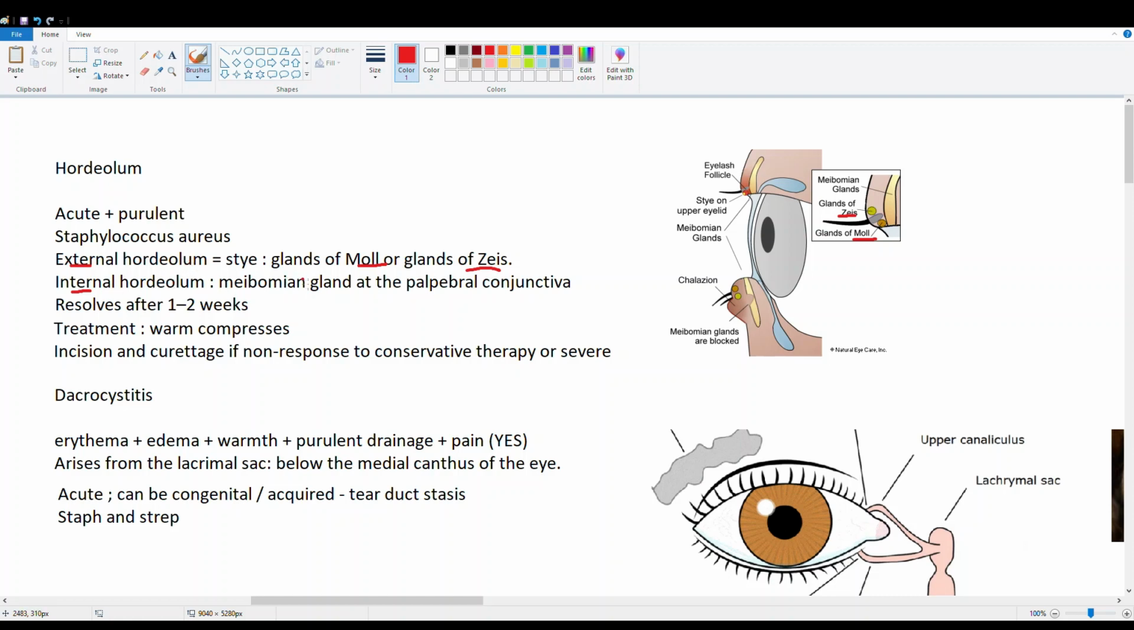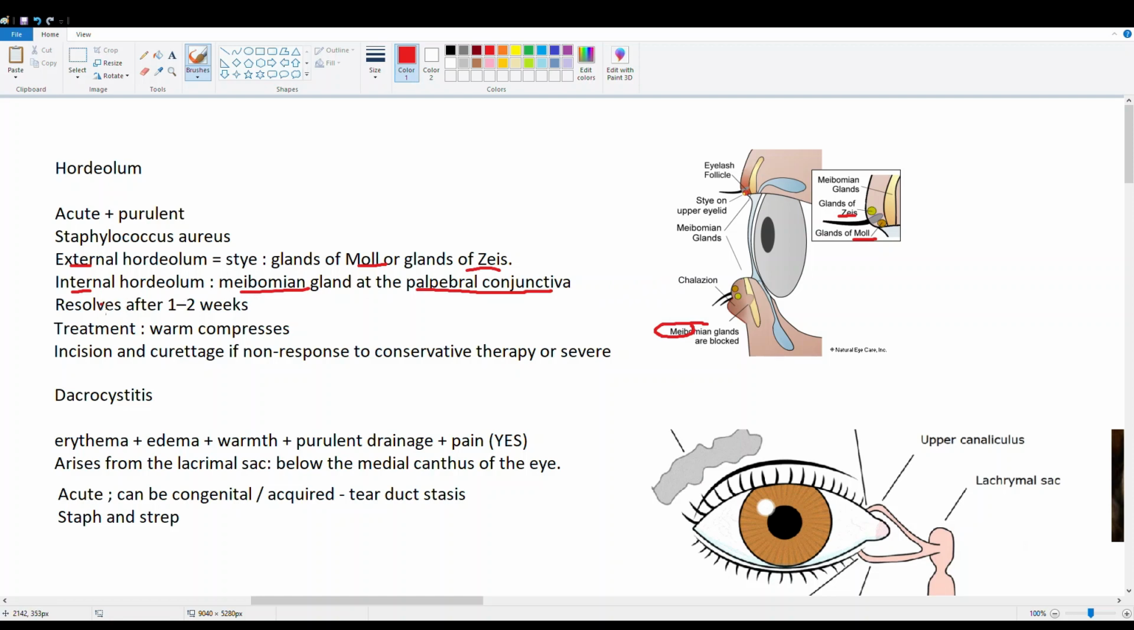Internal hordeolum affects the meibomian gland. Now this is a lot more rare, so a lot of people associate hordeolum with the meibomian gland, even though it's a lot more rare than Moll and Zeis. Okay, so just know that. And it also affects the palpebral conjunctiva. So here we have the meibomian gland. All right, it's in this area right here. It's this yellow structure. It produces something called meibum. Meibum prevents the tears from evaporating. Okay, it helps to retain moisture in the eye.